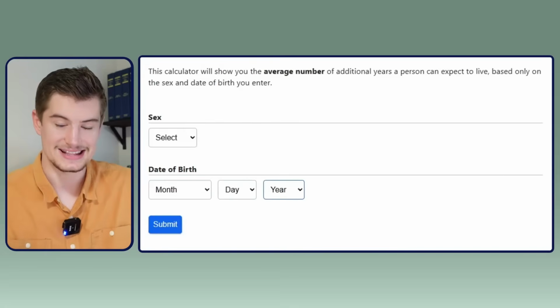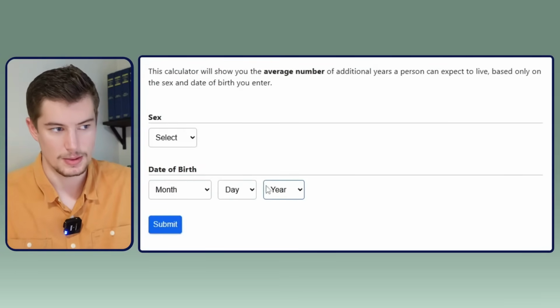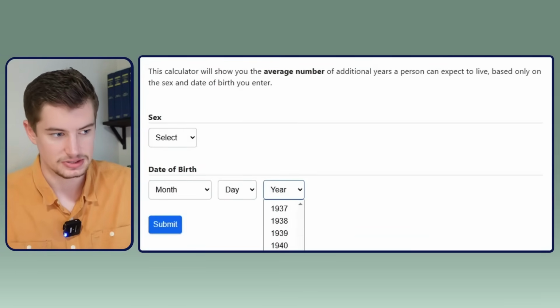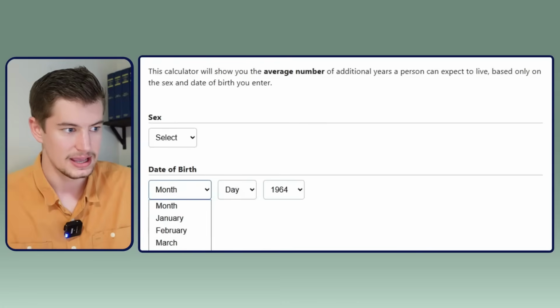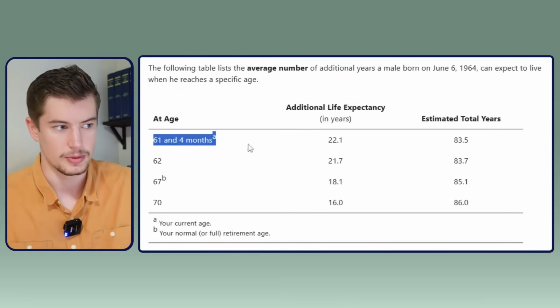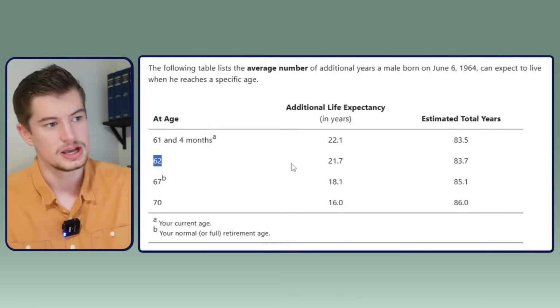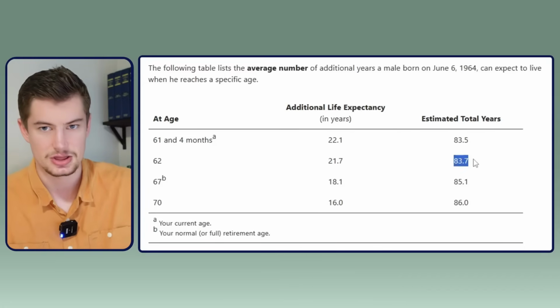So let's take a look at the life expectancy calculator that the Social Security Administration has on their website. We'll say you're about to turn 62, so you were born in 1964, and we'll just say it's in June, a random day, and we'll do it for a male. If we do that, so you're 61 now, once you turn 62, your additional life expectancy, again as a male, is 21.7 years, which is 83.7.